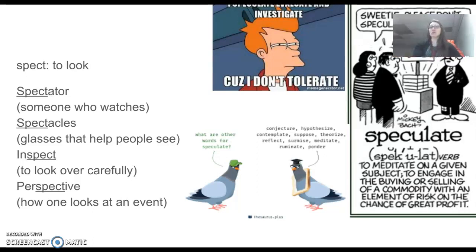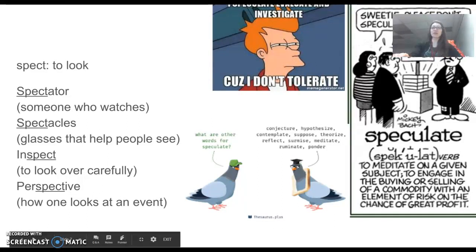Speculate uses the root spect, and it means to look. There's some other words you are probably familiar with. Spectator, someone who watches. Spectacles, glasses that help people see. Inspect, to look over carefully, or perspective, how one looks at an event. So spect, to speculate, meaning to reflect how you look at an event.